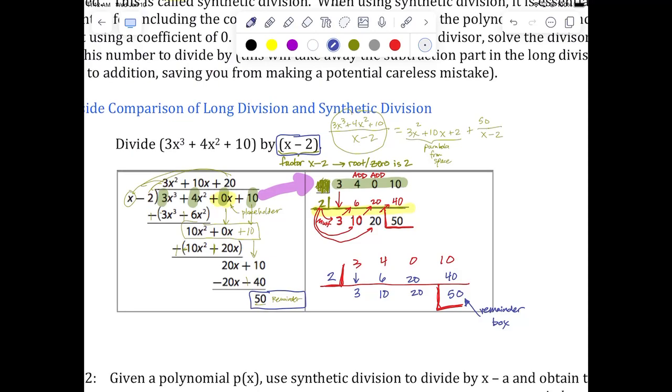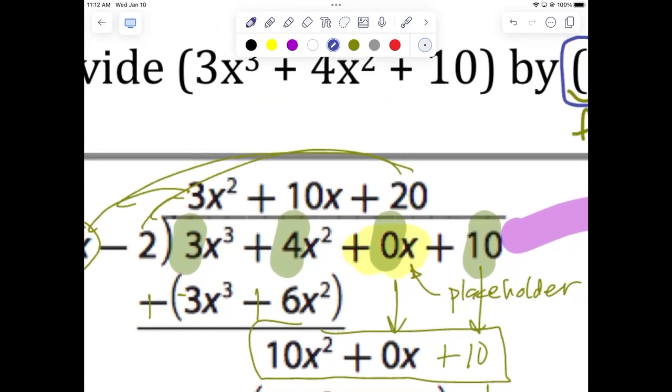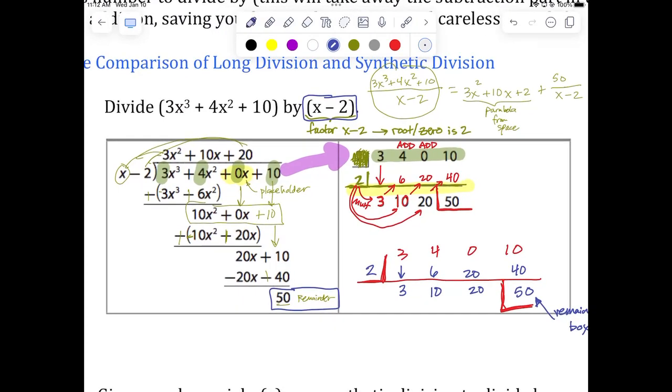Now, what if you wanted to get the quotient? Remember, the quotient was 3x squared plus 10x plus 20. We did do a division process, but I only seem to have gotten the remainder. Is there a way to get the quotient, which was 3x squared plus 10x plus 20?